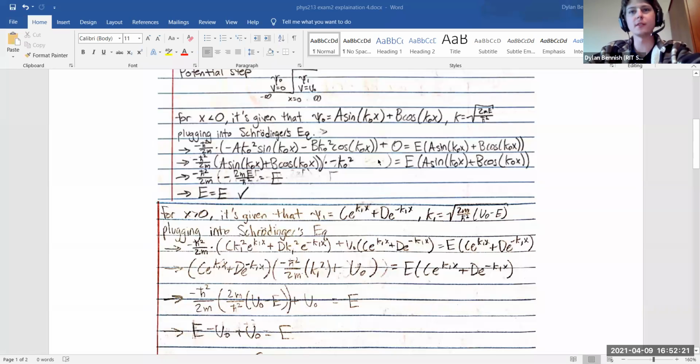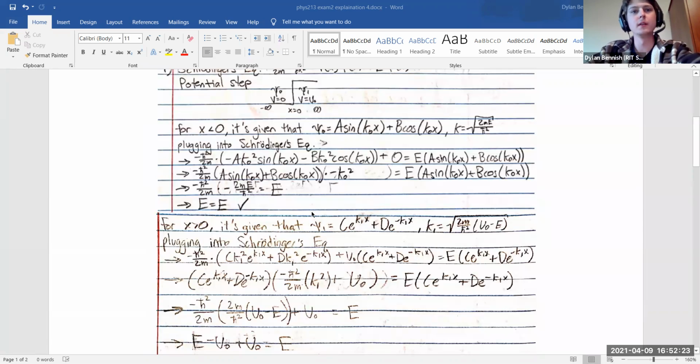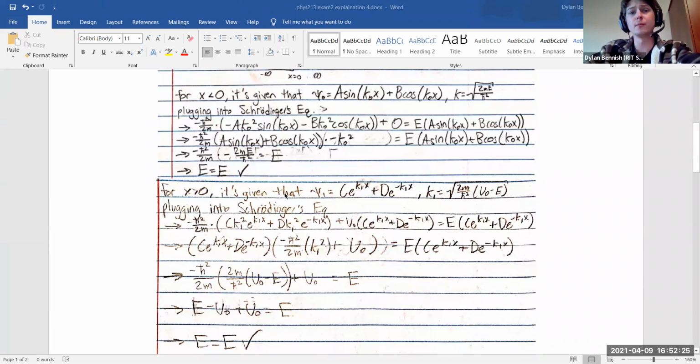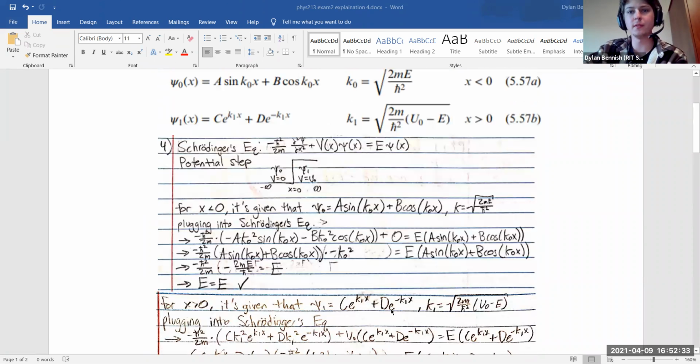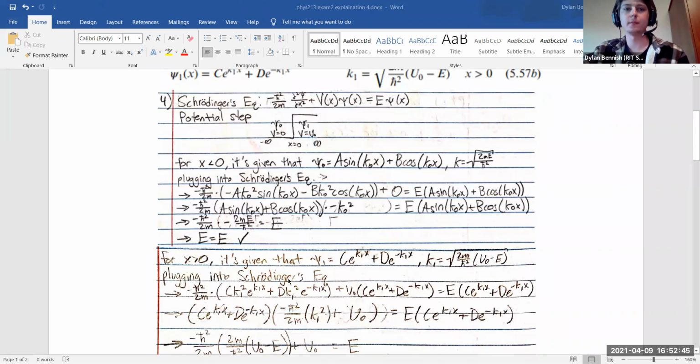Now we have to do the same process for x greater than 0. What we're given is that psi 1, the psi in region 1, is C e to the k1x plus D e to the minus k1x, given above, as well as k1 is the square root of 2m over h bar squared times the quantity U naught minus E. Same process: plug this into Schrodinger's equation.